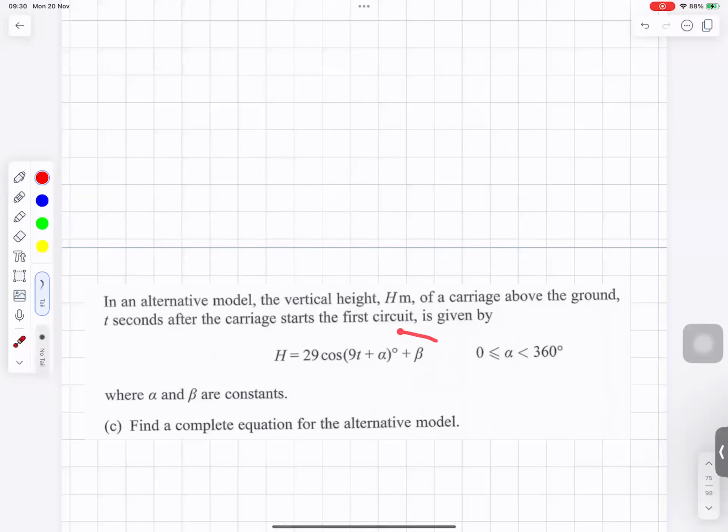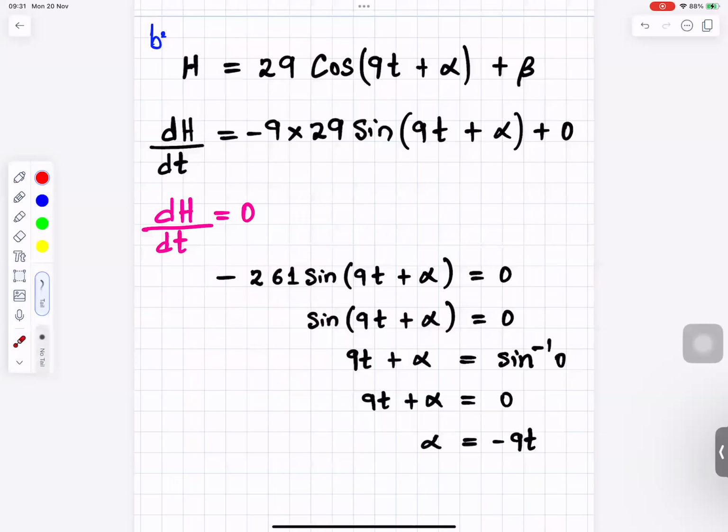Part C, they've given us another equation and they want us to find a complete equation. That means we need to find what alpha is, and we need to find what beta is. So we need to find alpha and beta. So we now have to differentiate dh over dt. When you differentiate the inside function first, when you differentiate 9t, you get 9. You differentiate alpha, you get 0. And we have that 29 there.